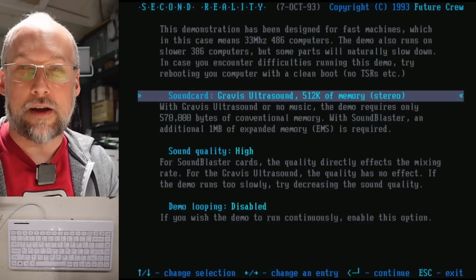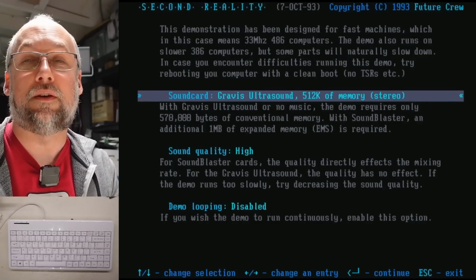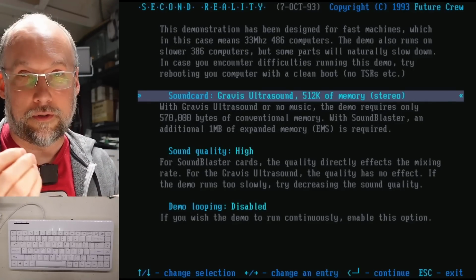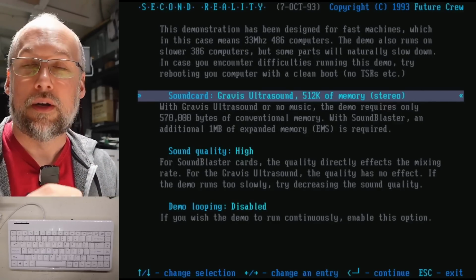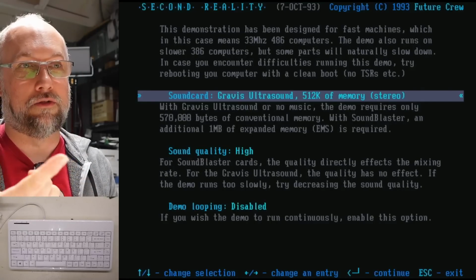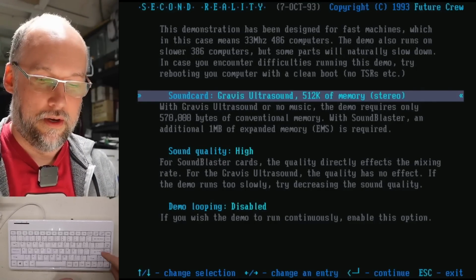And this was a period of time where unless you had a super fast CPU, you were going to be taking away a lot of CPU power from the graphics in the demo just through the software mixing, and that's where with the Gravis Ultrasound, obviously, you didn't have that problem. So let's hit enter and start this demo.